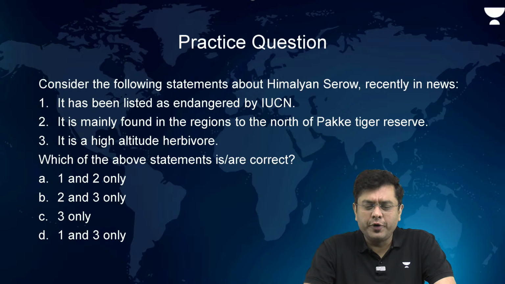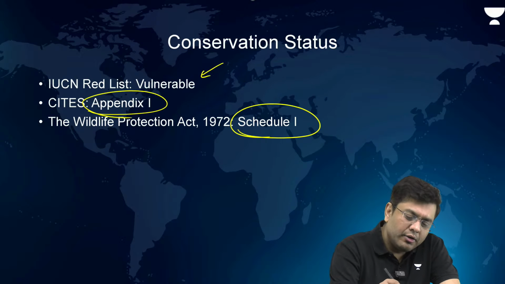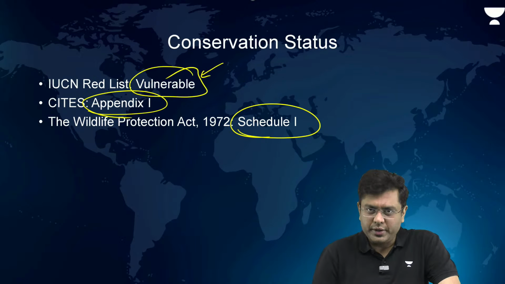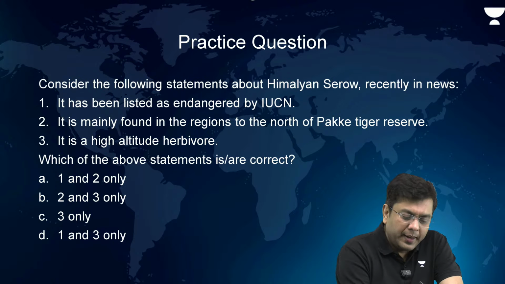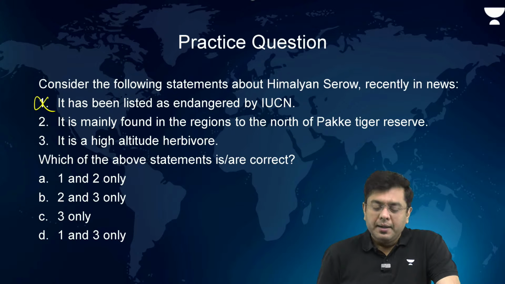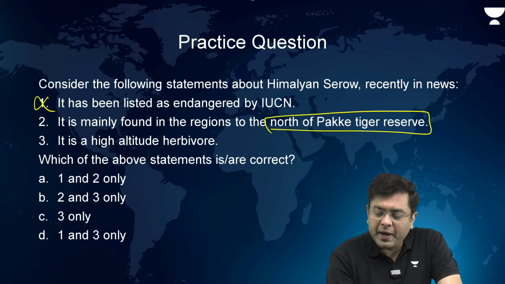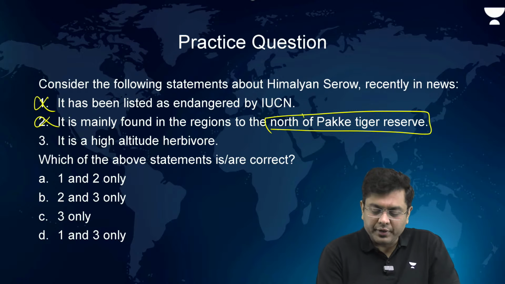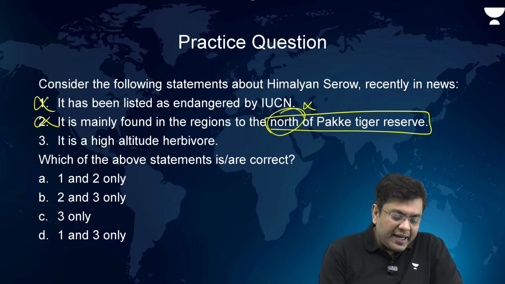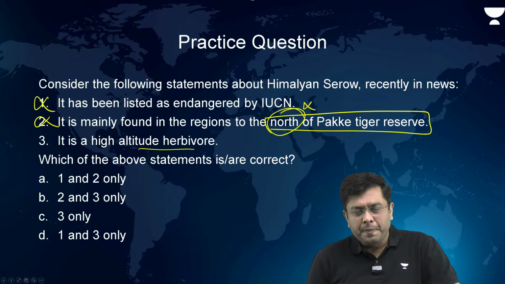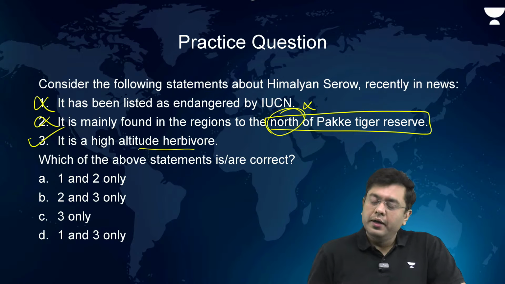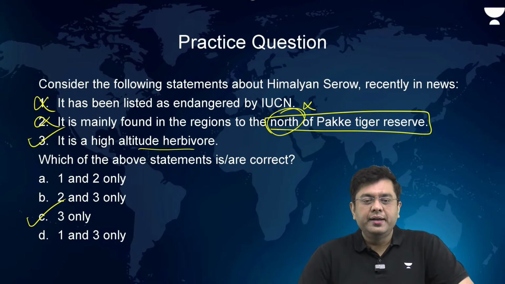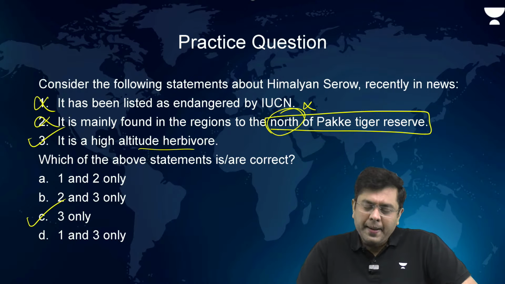Again, an easy question overall. Here, what is the conservation status as per IUCN? Vulnerable, not endangered. So this is incorrect. Mainly found in regions to the north of Pakke Tiger Reserve? No, to the south of Pakke Tiger Reserve. So this is incorrect. Then, it is a high altitude herbivore. That is correct. So the correct answer is going to be C, that is 3 only. Okay.